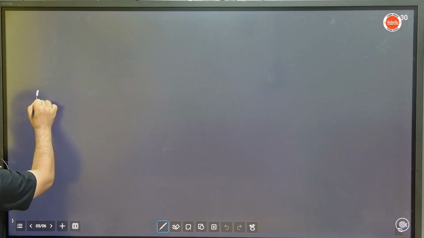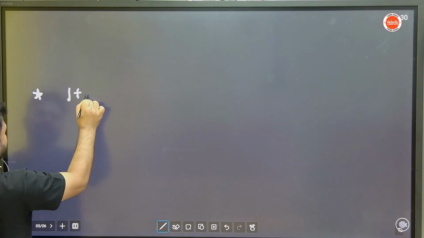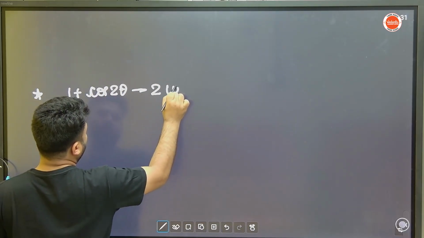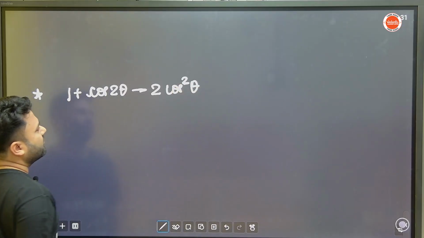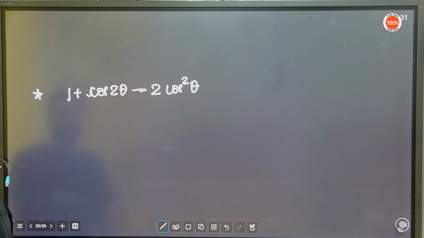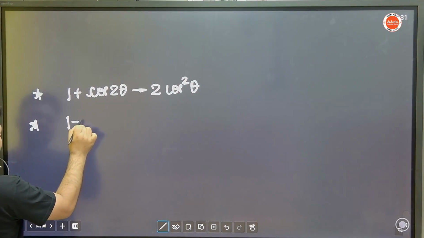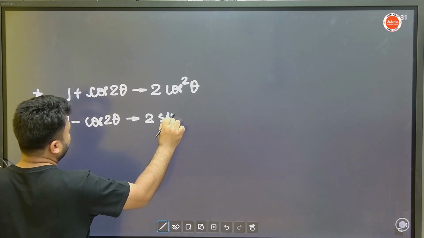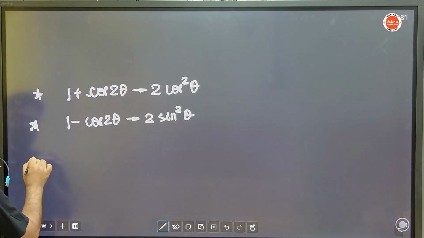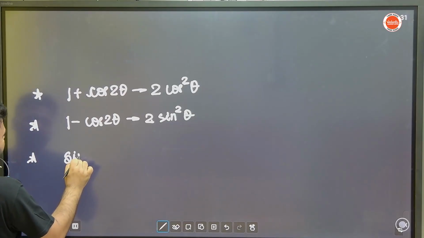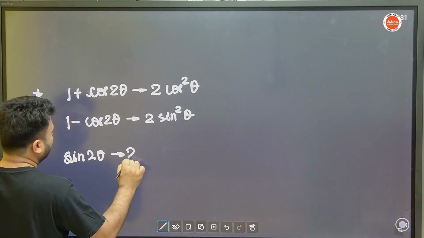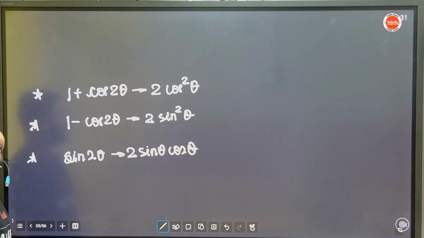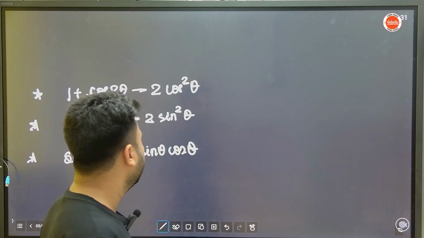Next important concept is this formula: 1 plus cos 2 theta equals 2 cos square theta. This formula you need to remember. 1 minus cos 2 theta equals 2 sin square theta. This formula is important. And sin 2 theta equals 2 sin theta cos theta. These three formulas are very important. Okay. See how to use.